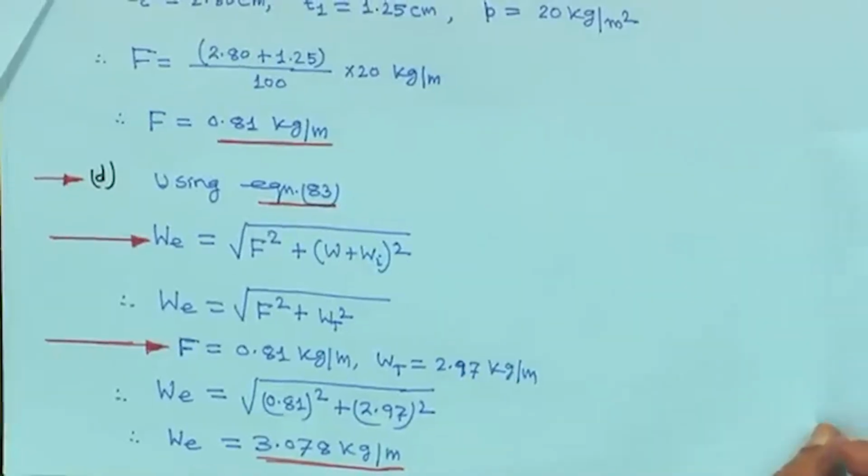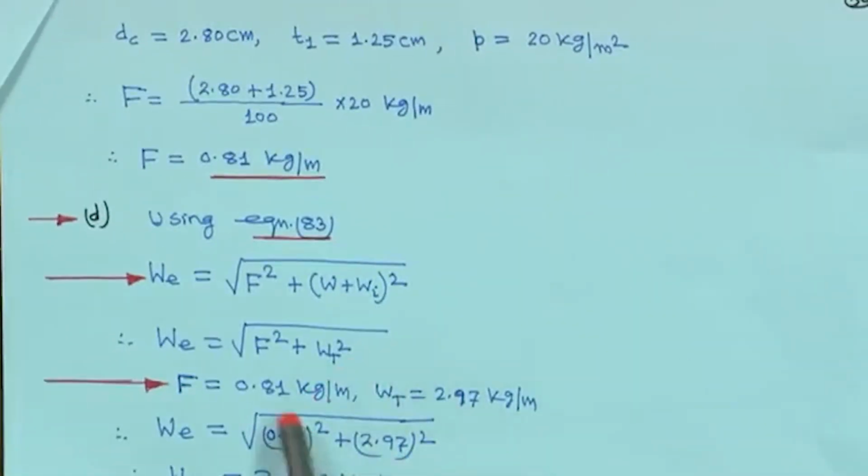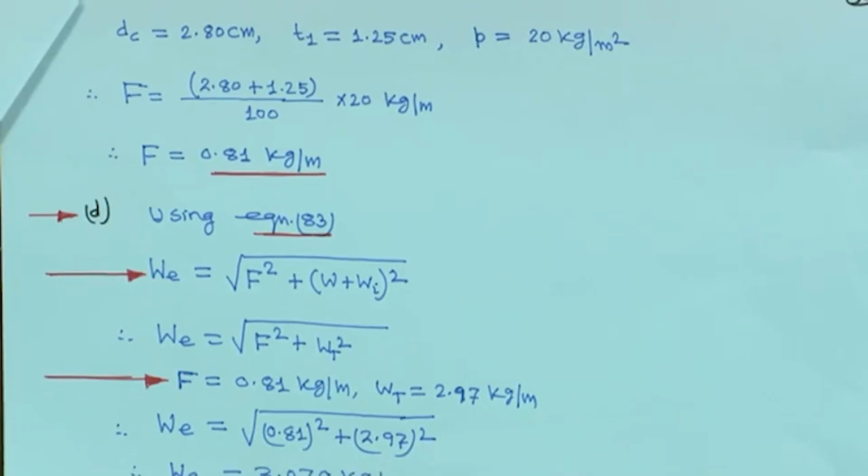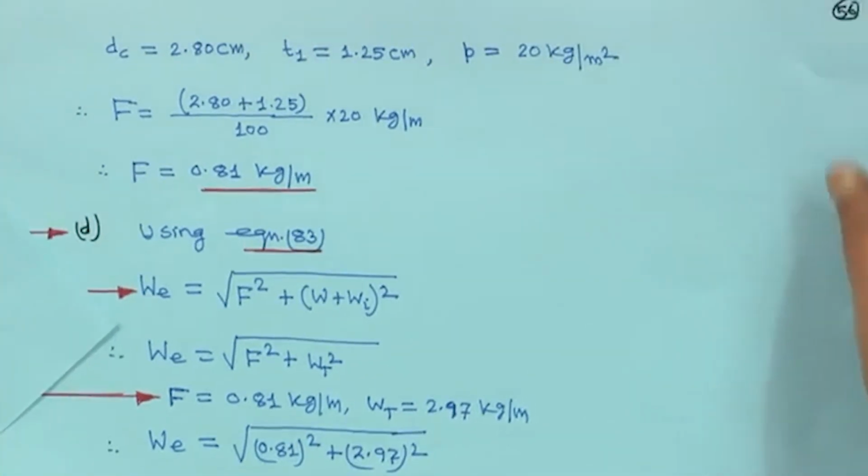And this Wt we have computed as 2.97 kg per meter. So then you can easily calculate W is equal to root over 0.81 square plus 2.97 square. This is 3.078 kg per meter. This is your D.